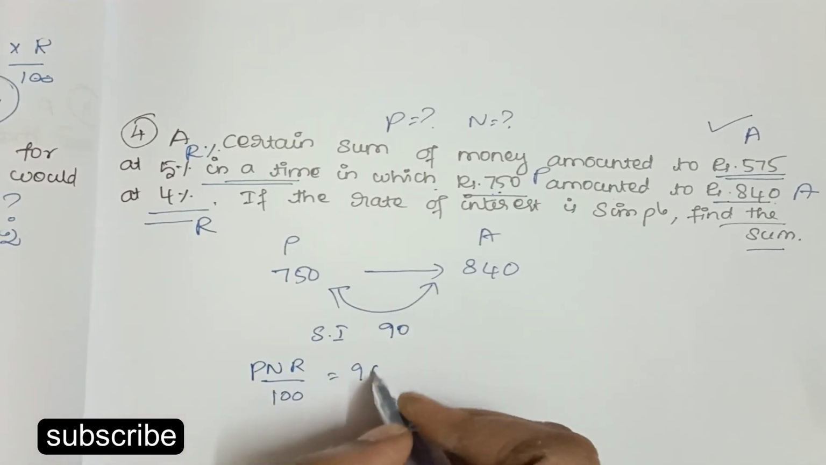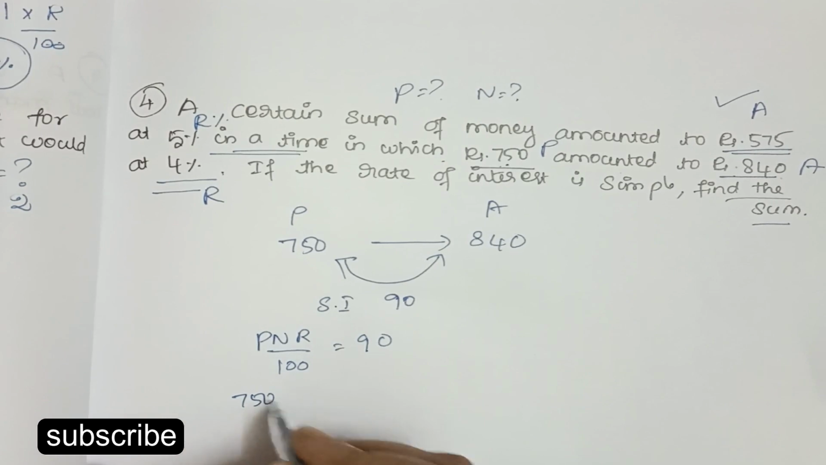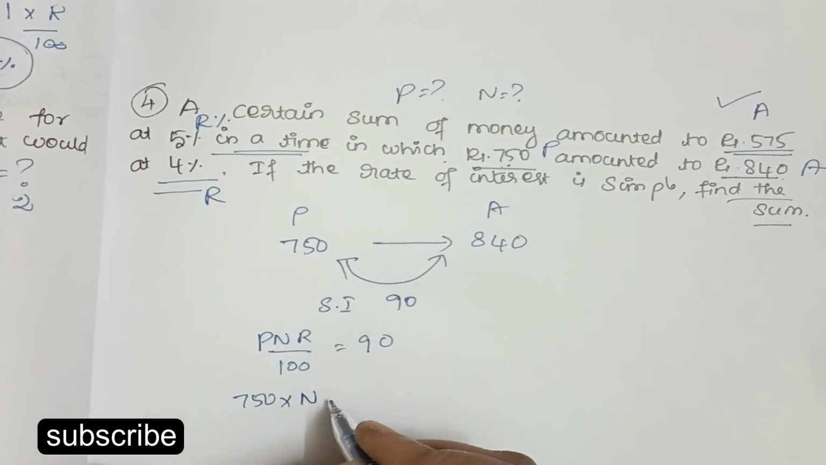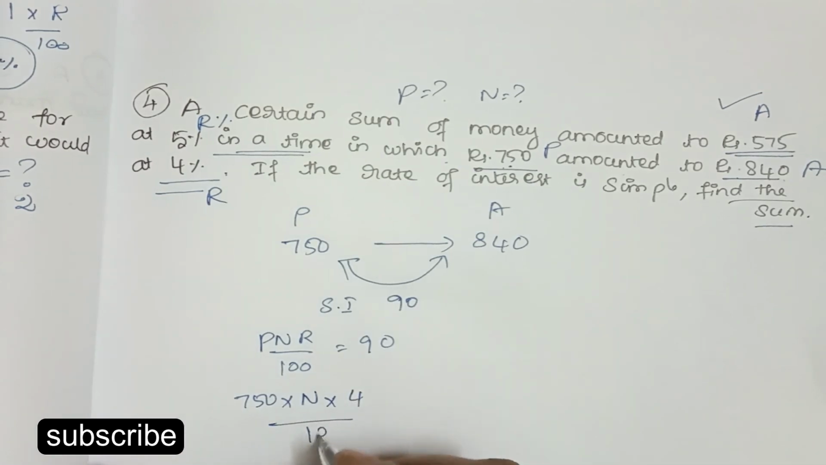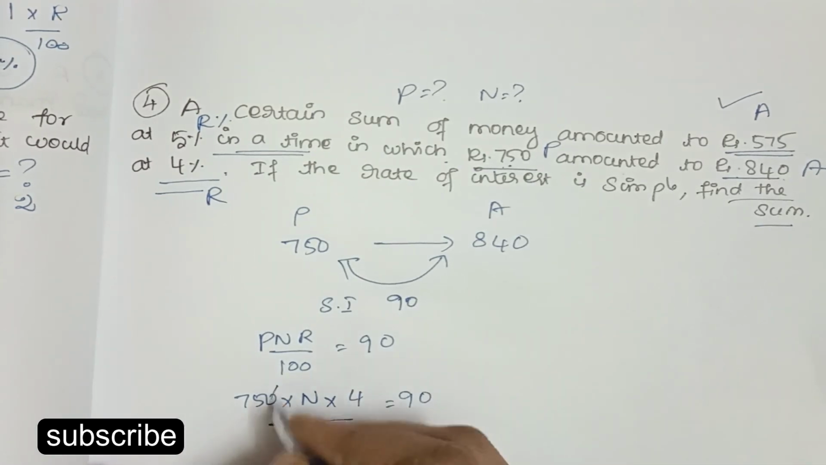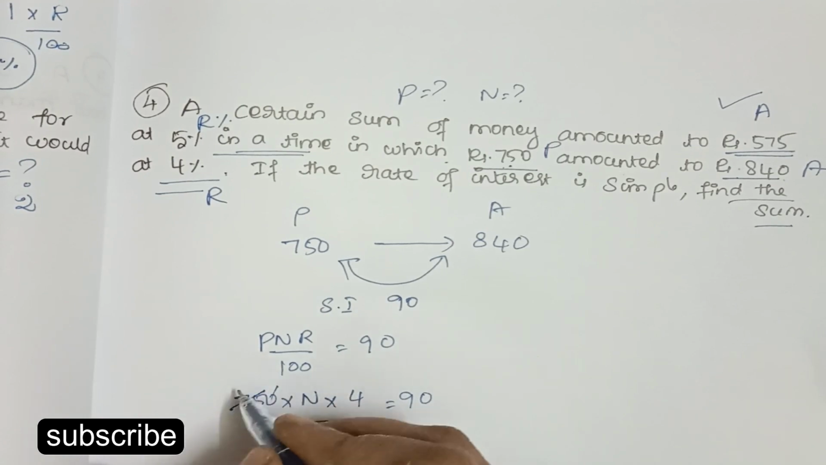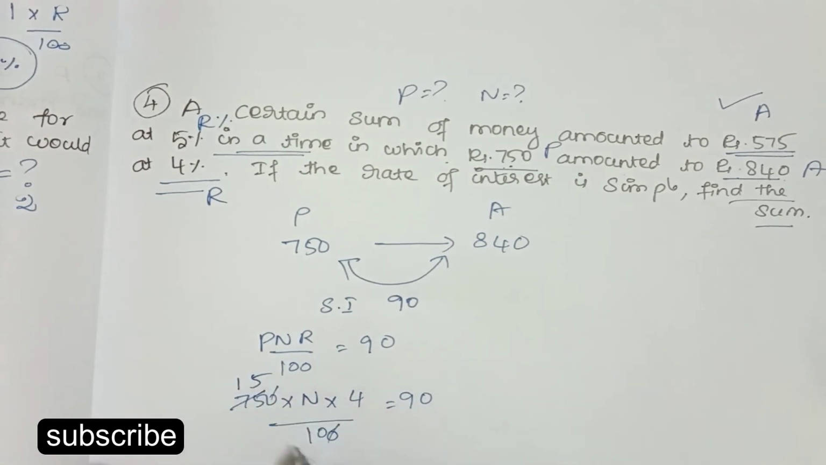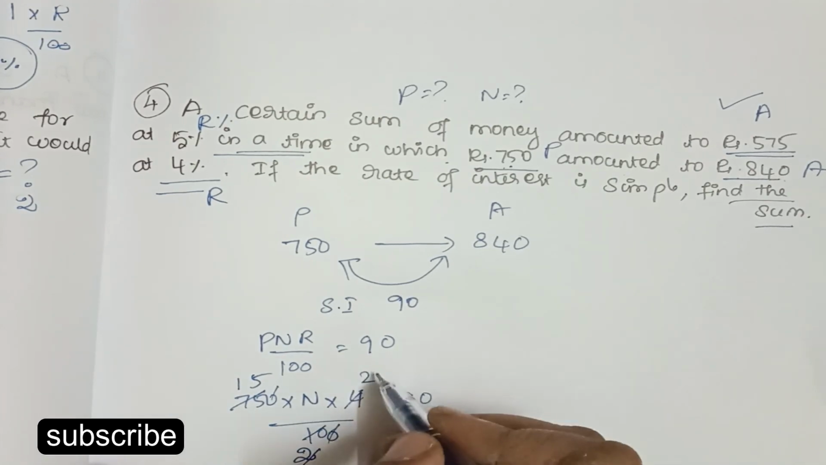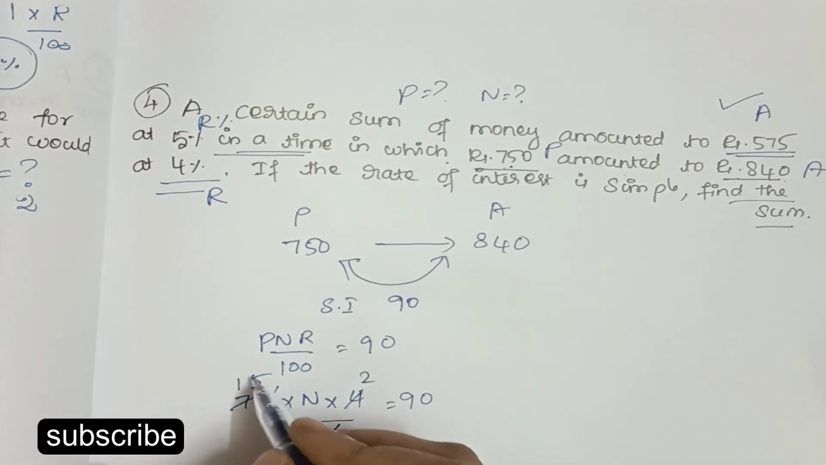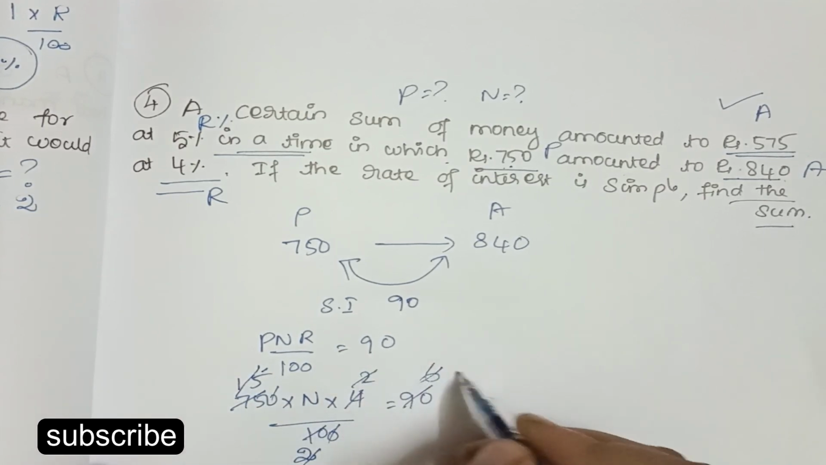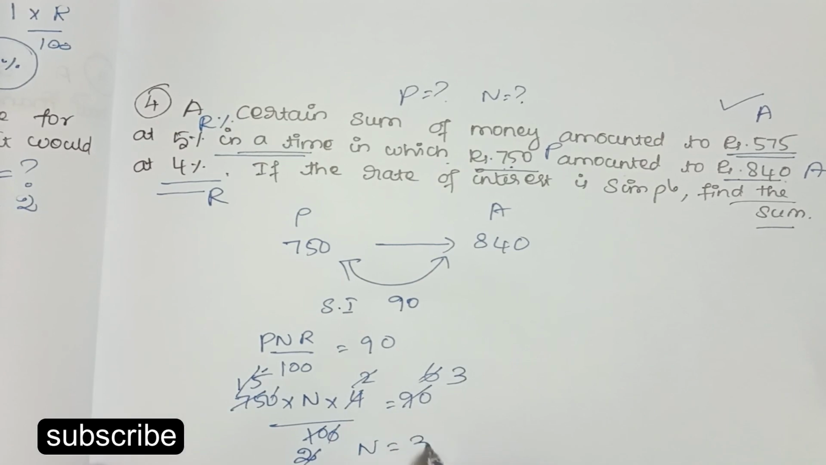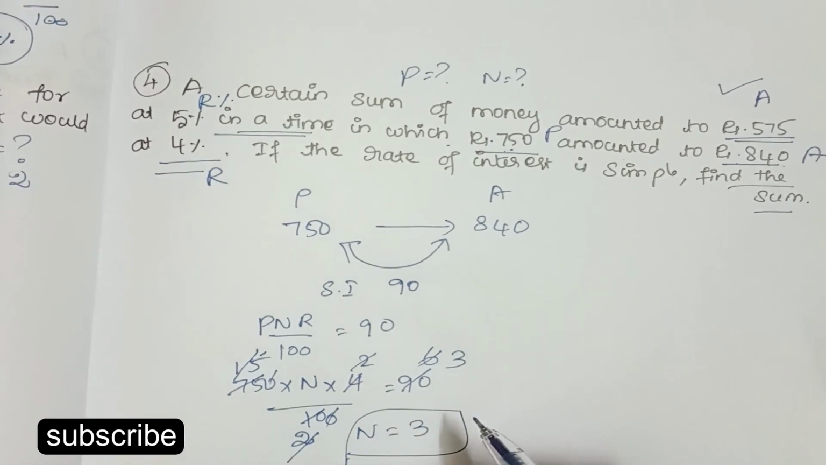It is equal to 90. Principal is 750. Number of years is not given, we have to find it. Rate of interest is 4 percentage, 4 divided by 100. So n is equal to 3. Number of years is 3.